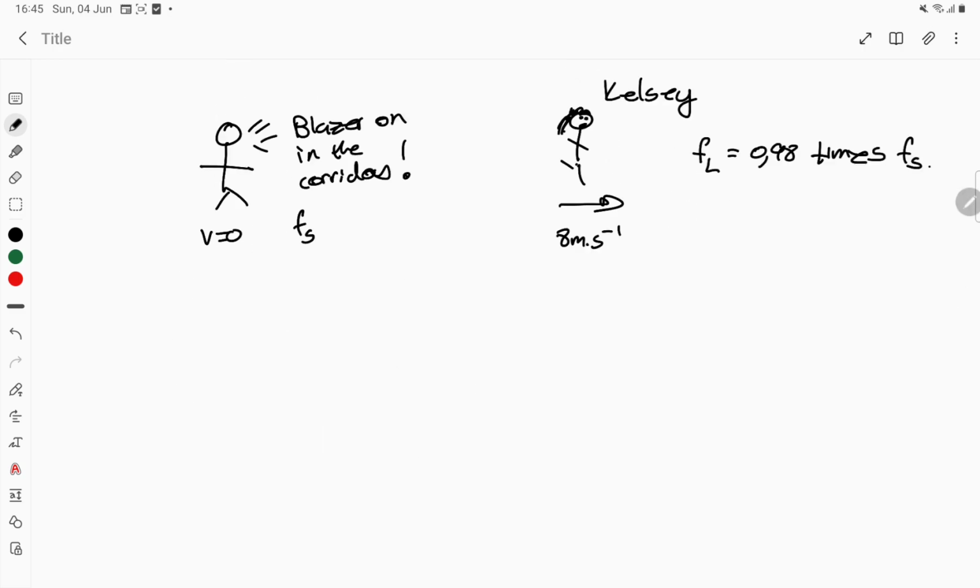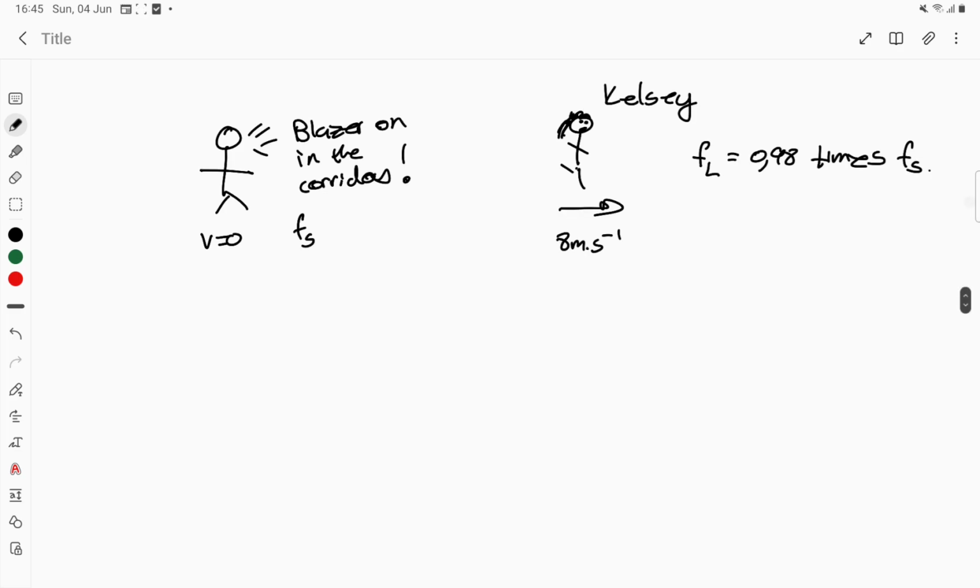In our third example, we have a teacher in the corridors shouting at a girl, Kelsey, because she doesn't have a blazer on. And so she got a fright and ran away. She's running away at a nice constant 8 meters per second, almost Olympic level. And this teacher on the left here is saying, blazer, no corridors, in a monotonous, drawn out type of constant frequency. So the teacher is remaining stationary. Kelsey is running away towards the right.